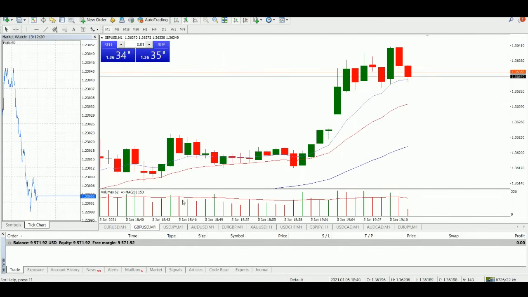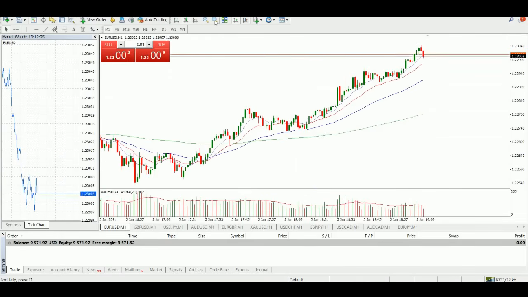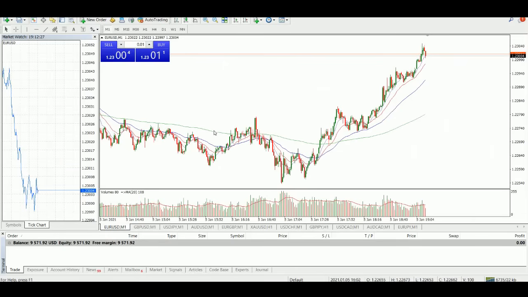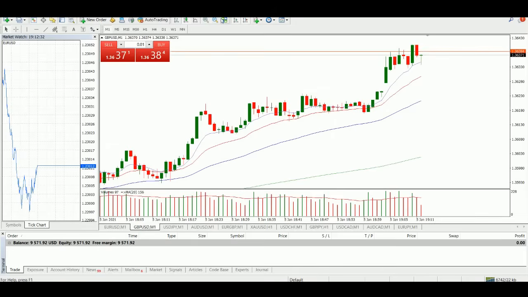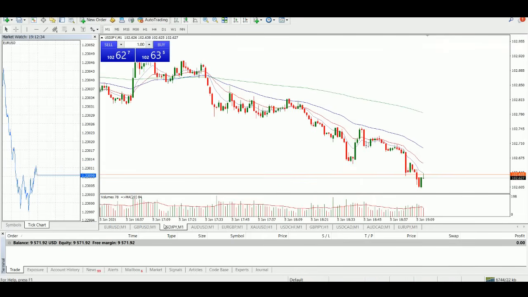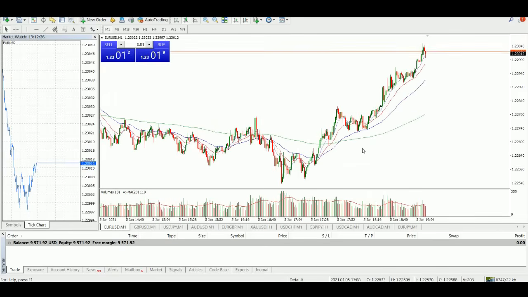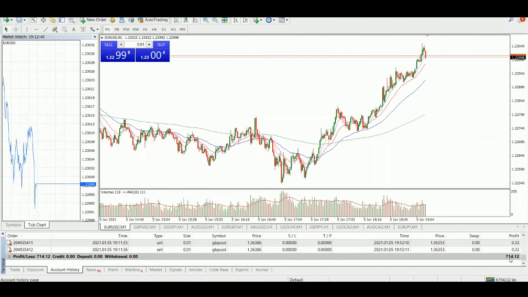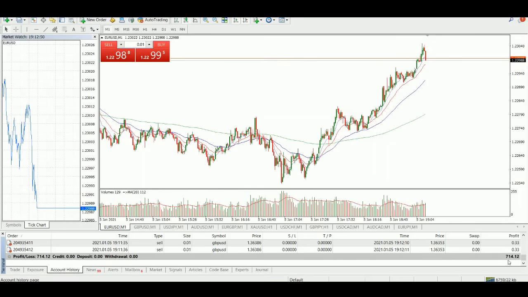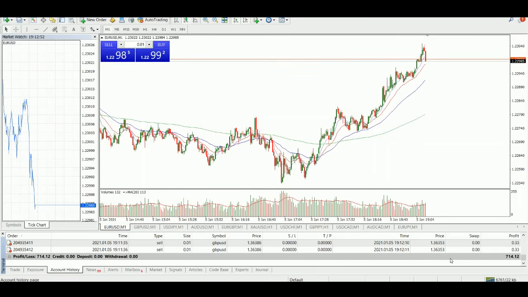Imagine, in less than 2 hours, you are making $700. I'm trading from a very tough account, very low leverage. Imagine with a higher leverage, how much you would be making, okay? And that's it. That's $700 in profits within less than 2 hours. Imagine trading like that the whole day, repeating again and again.